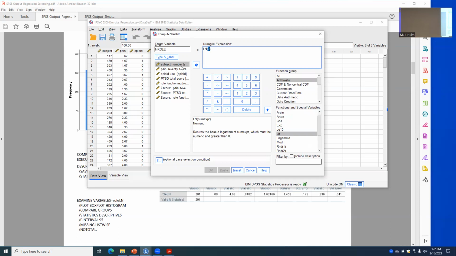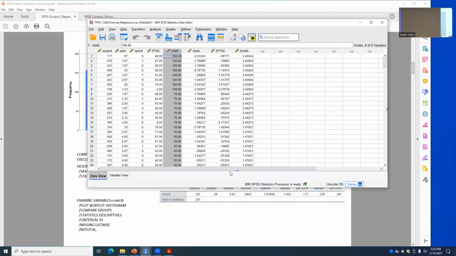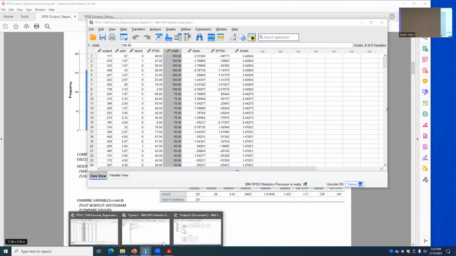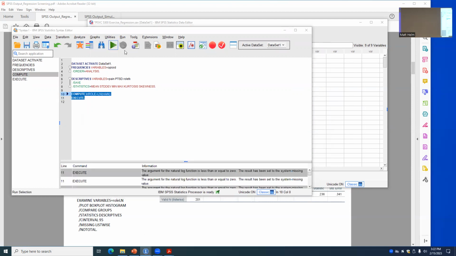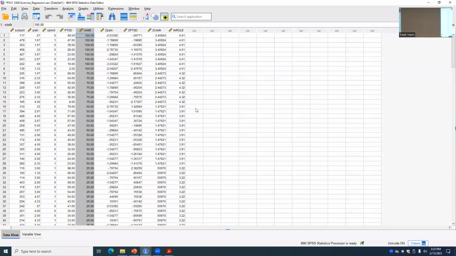And so SPSS says, all right, what do you want to take the natural log of? I want to take the natural log of role functioning. And I'm going to hit Paste. So here's my command right here. I'm going to take my natural log of role functioning. And it gave me a bunch of errors or warnings, okay?